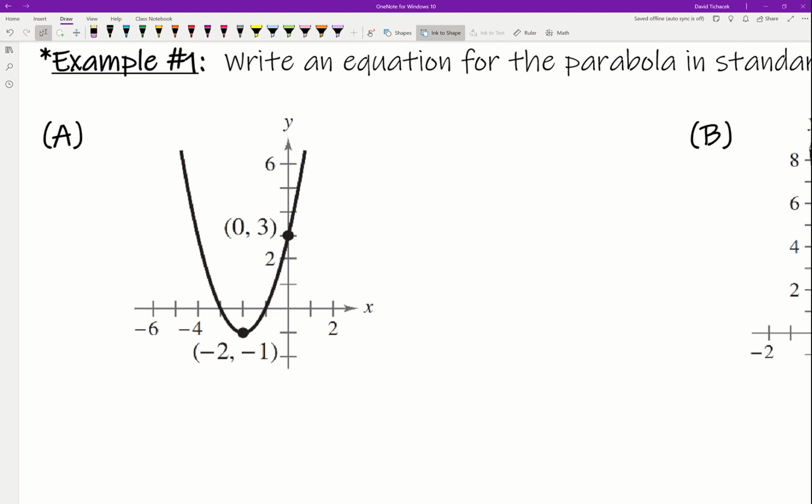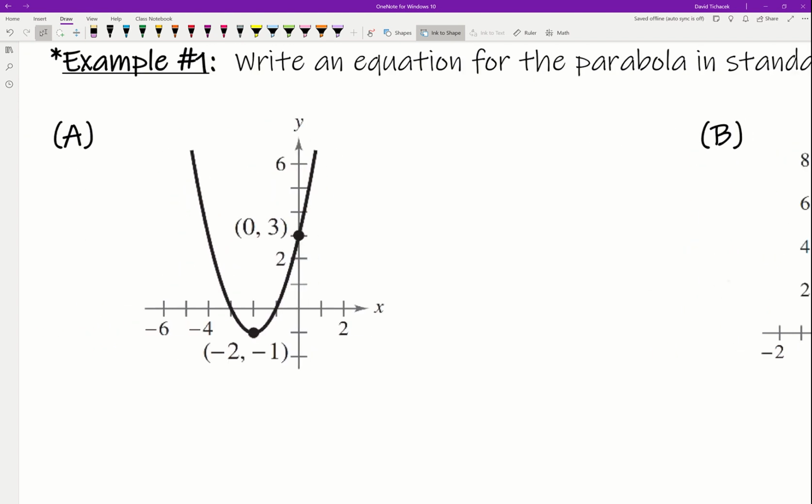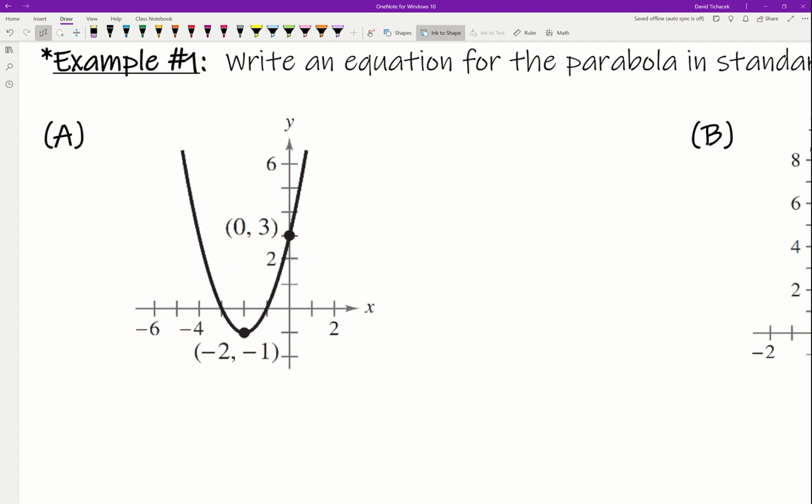Okay, so the directions here in example 1 say write an equation for the parabola in standard form. So basically I'm giving you the picture of the parabola and you have to come up with the function formula for that. They did ask us for standard form, so we have to remember from the last video what standard form looks like. The standard form of the function formula for a quadratic will look like this: y is equal to some number a times x minus some number h squared, and then plus some number k.